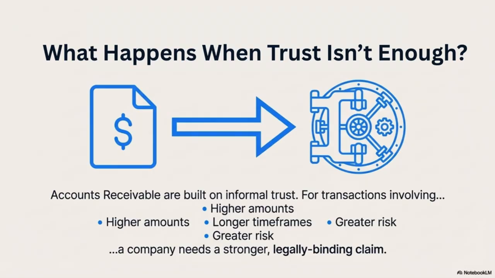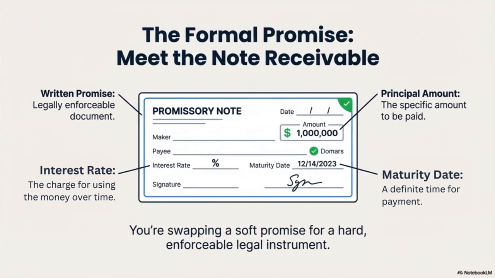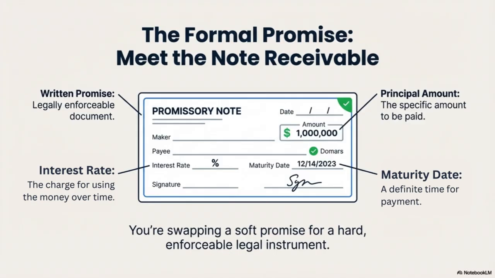It usually happens when payment terms get stretched out beyond maybe 90 or 120 days, or when the value is just really big. Like selling heavy machinery or something. Exactly, or financing a big construction project. The move from AR to NR is a tactical decision. You're converting that soft trust into a hard, enforceable legal instrument. The promissory note.